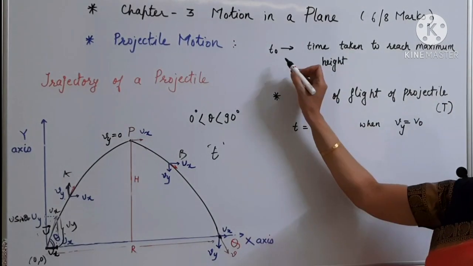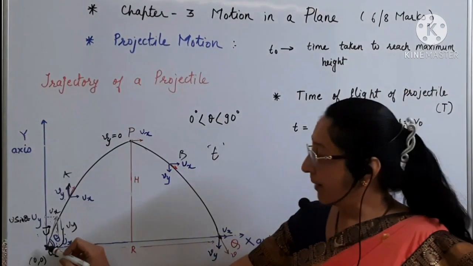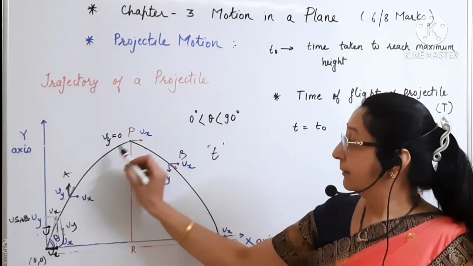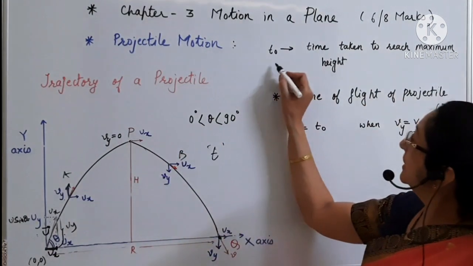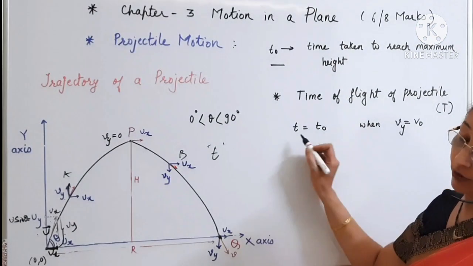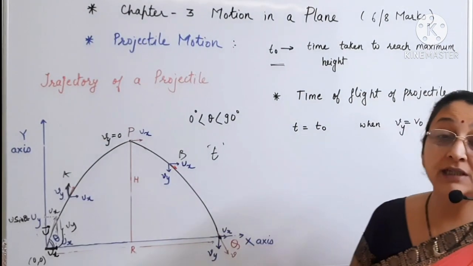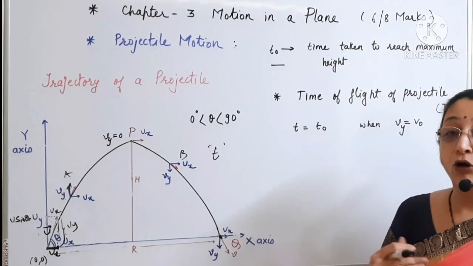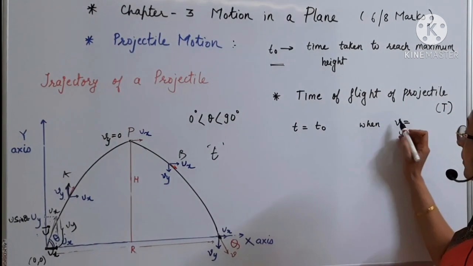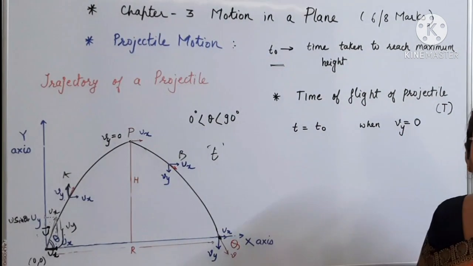Now, let T0 be the time taken by the projectile to reach the maximum height. म्हणजे या पॉइंट पासून प्रोजेक्टाईल निघाला तो या पॉइंटवर पोहोचला. इथून त्याला इथपर्यंत येईपर्यंत किती वेळ लागला तर T0 is the time required to reach the maximum height. So when time t is equal to T0, the velocity along the y direction, Vy, is 0.